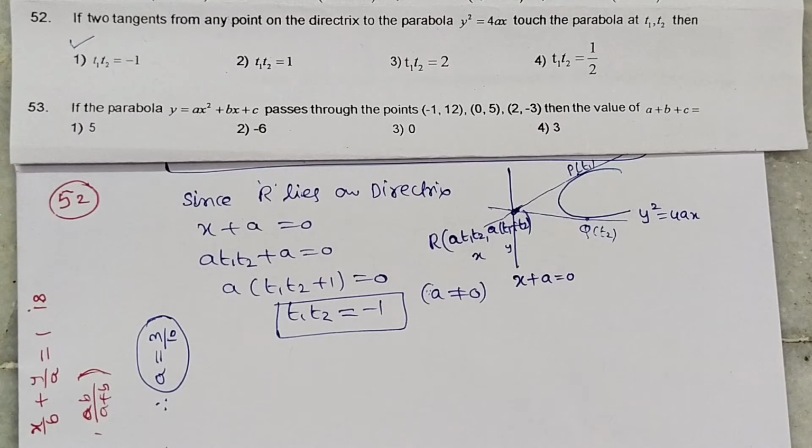Here the question is, indirectly, if the point of intersection of the tangents at t1 and t2 lies on the directrix, then what condition do they ask. We'll move to the next question.